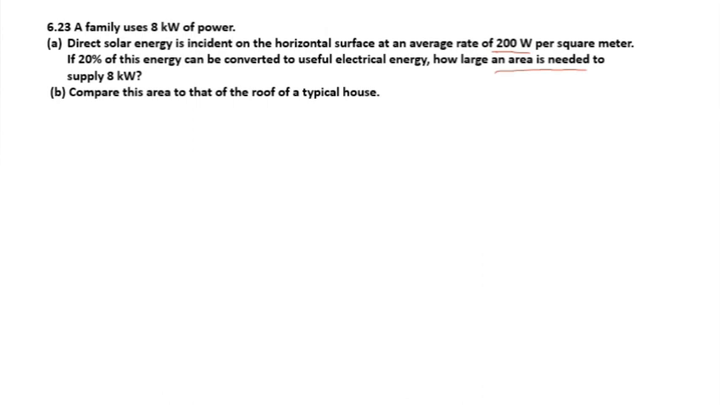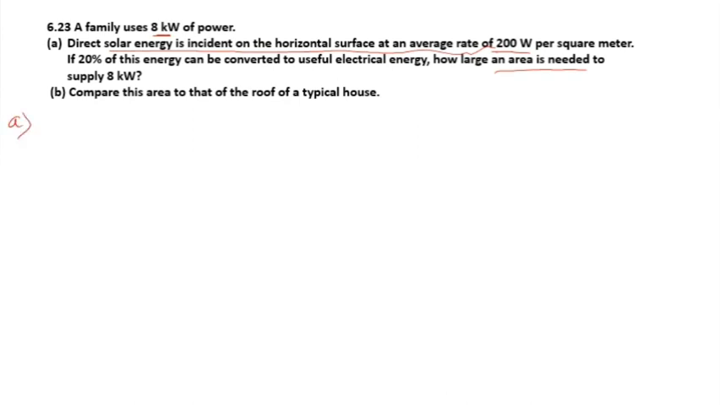See here what is given: the average consumption of that family is 8 kilowatt, means they need 8 kilowatt power, and they are using solar power. The solar energy incident on a horizontal surface is 200 watt per square meter on average. If 20% of this energy can be converted into useful electric energy, first see how much energy can be supplied as electric energy by using the solar one.